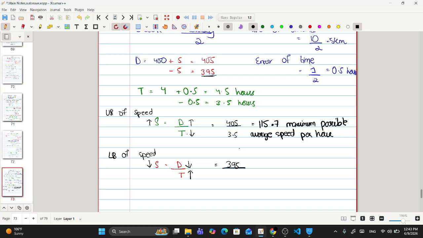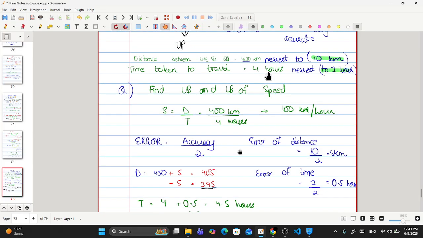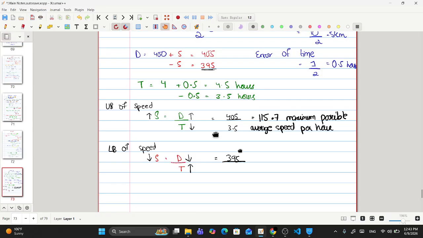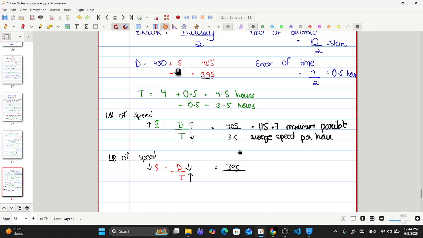Vanya, it looks like you're not attentive in class. We've already taken the upper bound and lower bound of time before. It's 4.5. 4 was the original value, right? It was the degree of accuracy. That's why I told you to perform all of these steps before, then attempt the question. So 4.5 will be the denominator. Can you calculate it and tell me what answer you get?